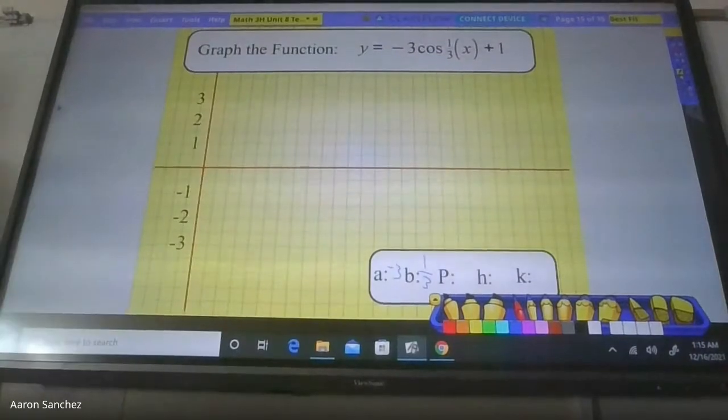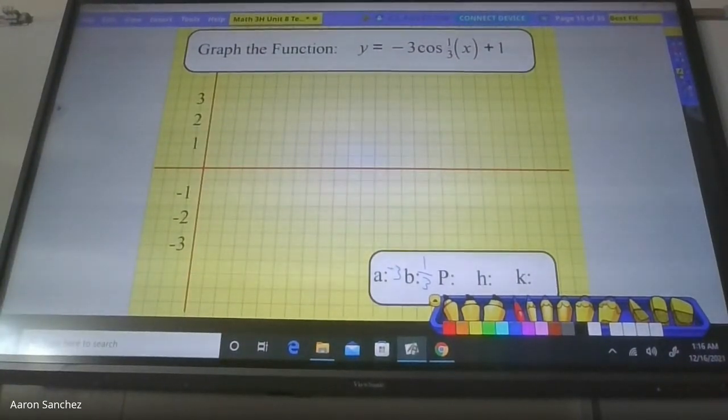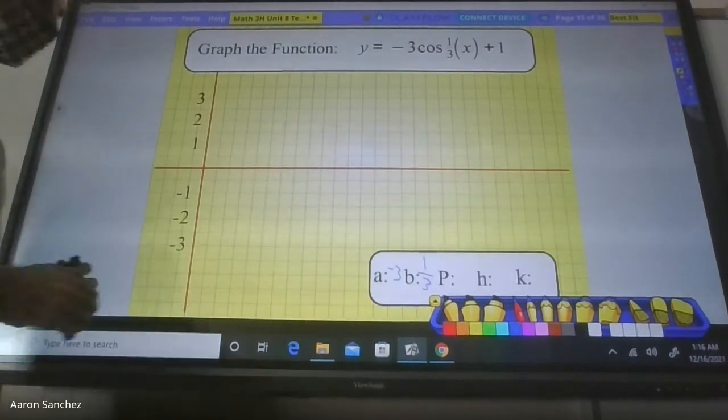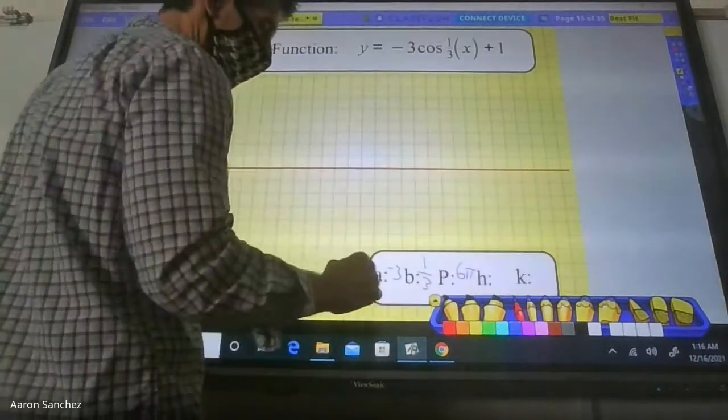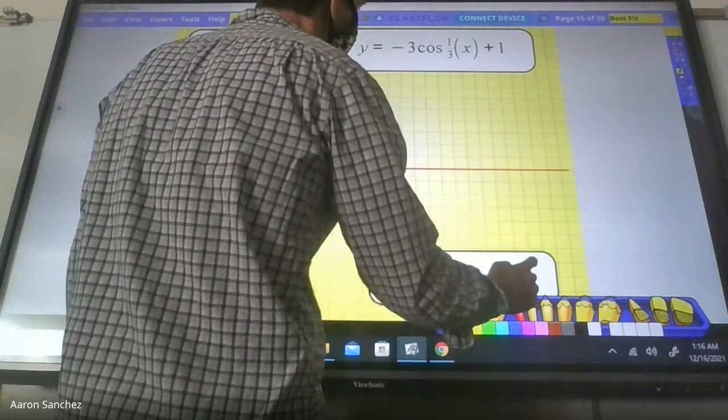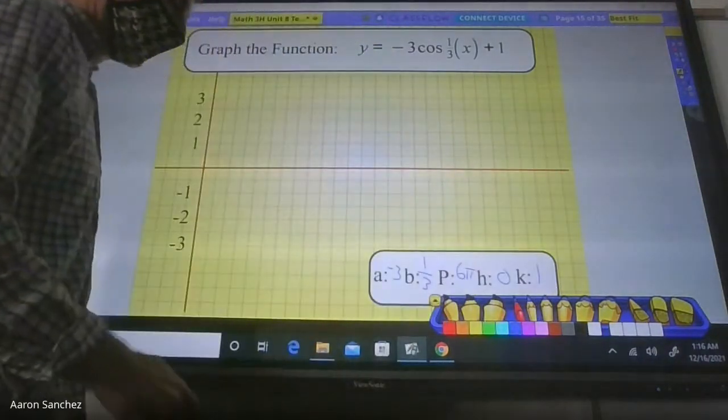I'll write it right here. We have here period is equal to what, class? 2 pi over B. And my B is what? 1/3. 2 pi divided by 1/3, right? Which is the same as what? 2 pi times what? 3 over 1, or 3? Just 6 pi. Got it? You're welcome. 6 pi. H. What's my H? 0. What's my K? 1. Okay.